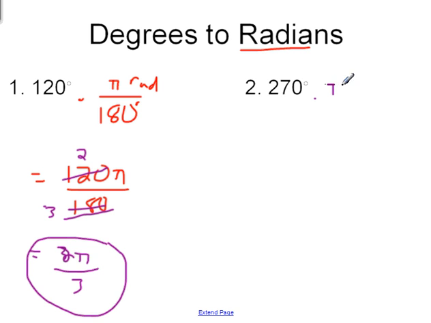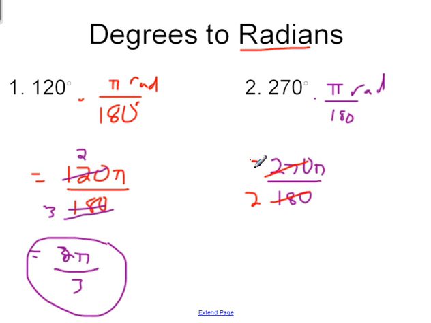Alright, so we try the second one now. Like I said, if you wanted to pause the video, give it a shot, and then you can check your answer when we're done. So 270 pi over 180. Here, 90 goes into both of these. 90 goes in there twice, 90 goes in there 3 times. So you get 3 pi over 2 radians.